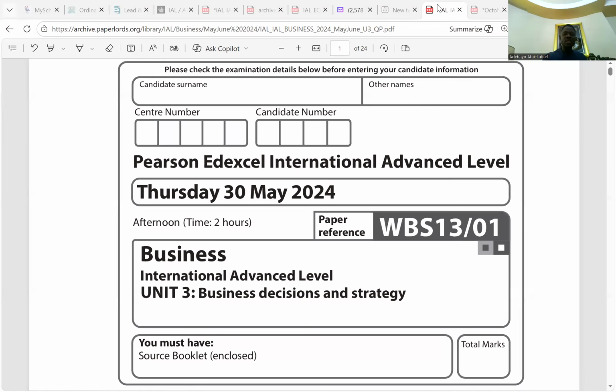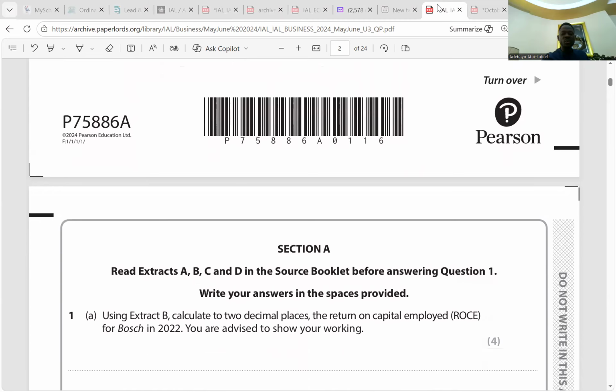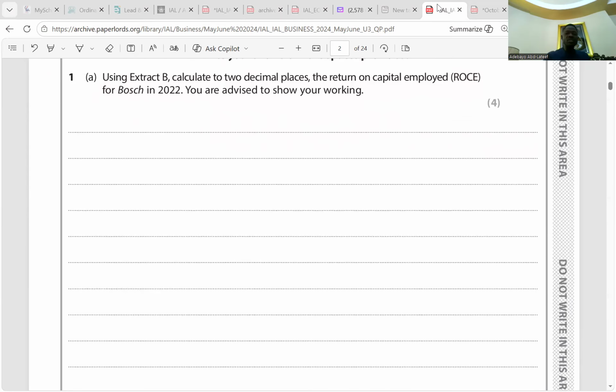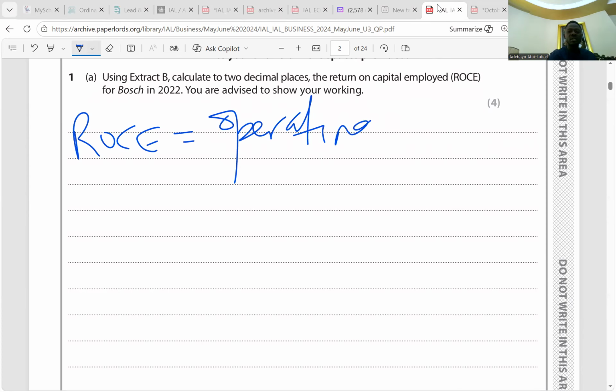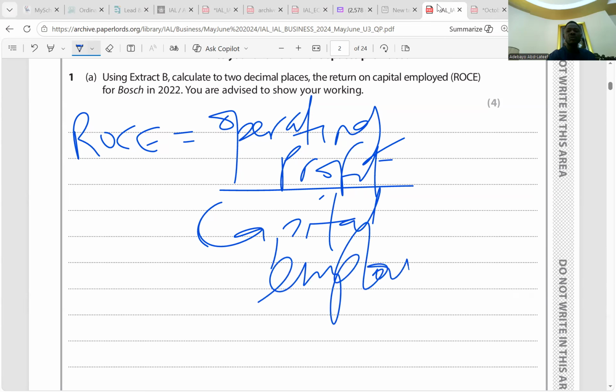So we have May 2023, question 1. The first question says we should calculate the return on capital employed. So to calculate return on capital employed, ROCE, return on capital employed, ROCE, is operating profit divided by capital employed multiplied by 100. That's the formula for ROCE.